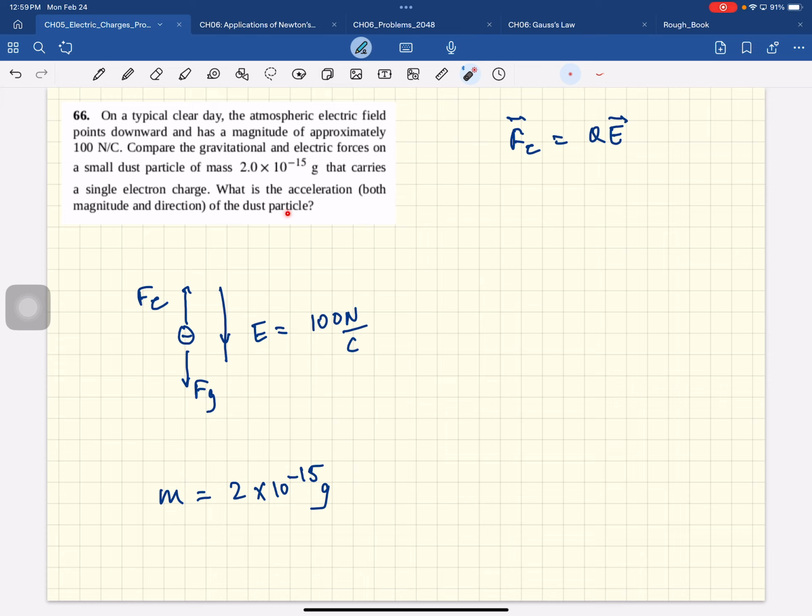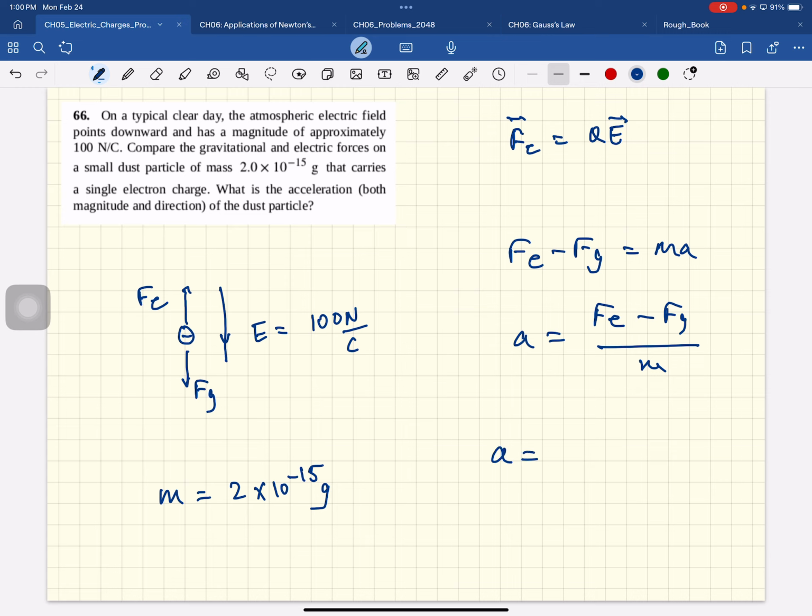So now they want you to find the acceleration of the dust particle. Okay. So let's say we'll assume that this force is greater than that, and we'll choose that as the positive direction. So the electrostatic force minus the gravitational force is mass times acceleration. And if this acceleration turns out to be negative, then that just means that the gravitational force is greater than the electrostatic force. Okay?